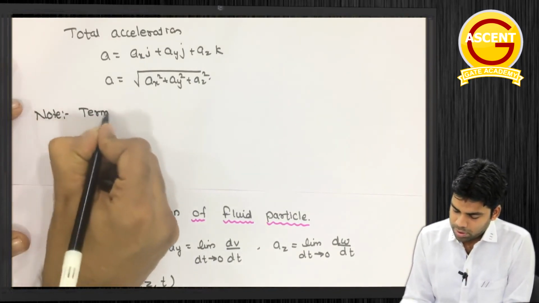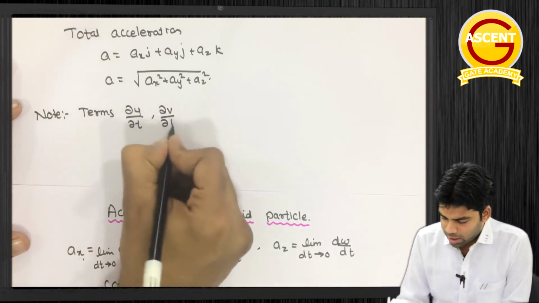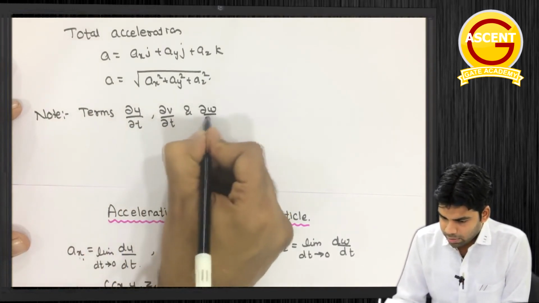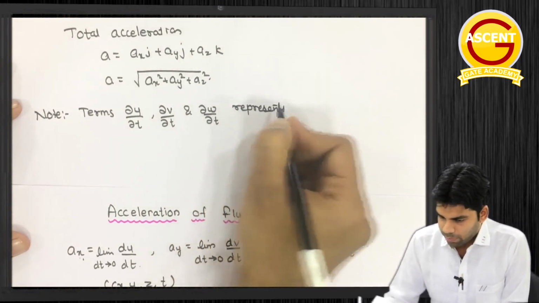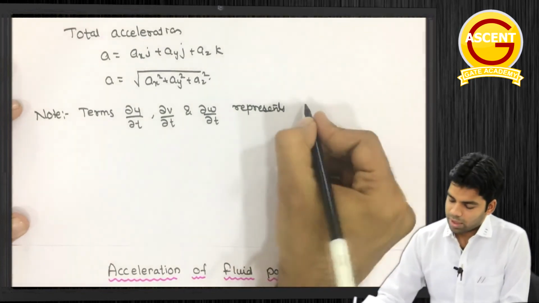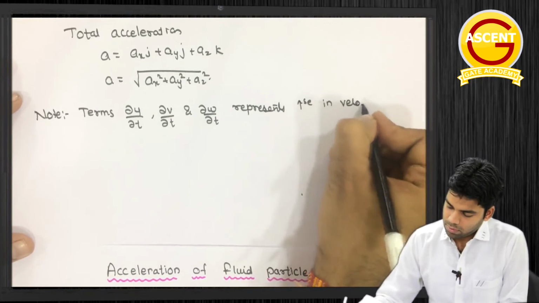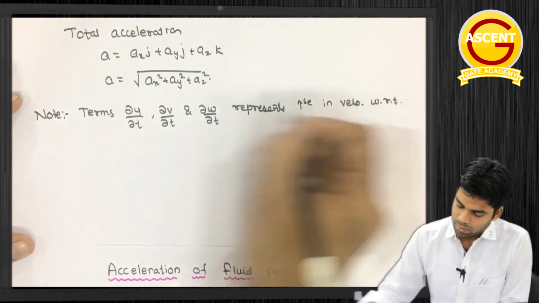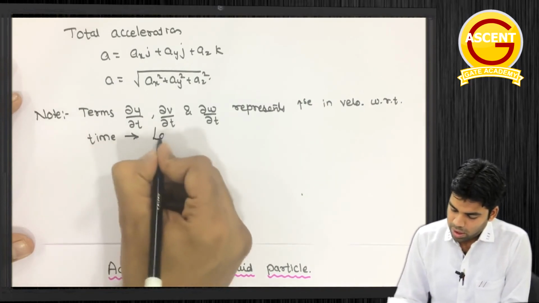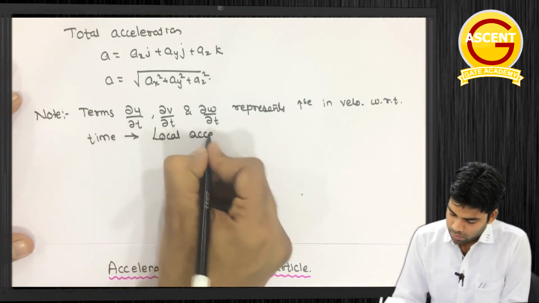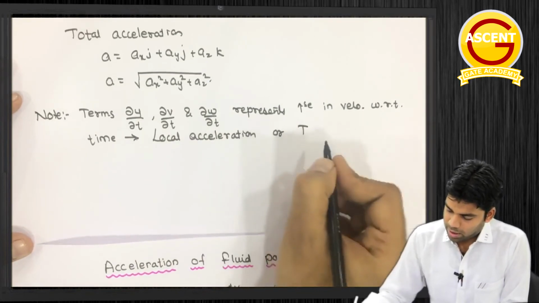The terms del U by del T, del V by del T, and del W by del T represent the increase in velocity with respect to time, and are called local acceleration or temporal acceleration.